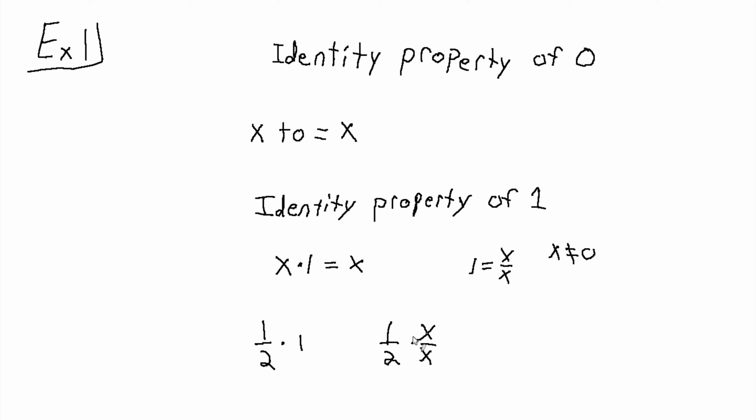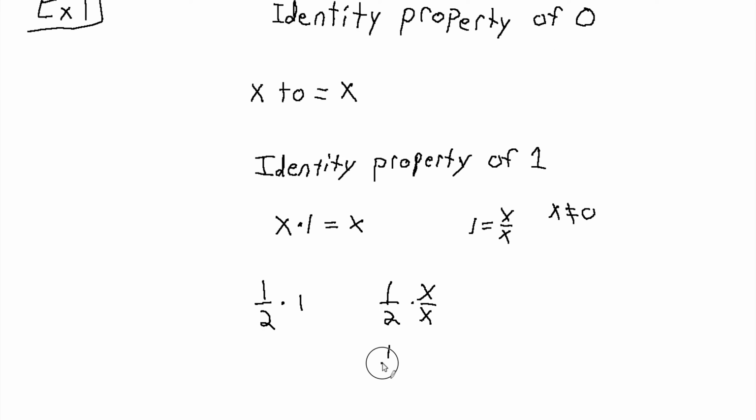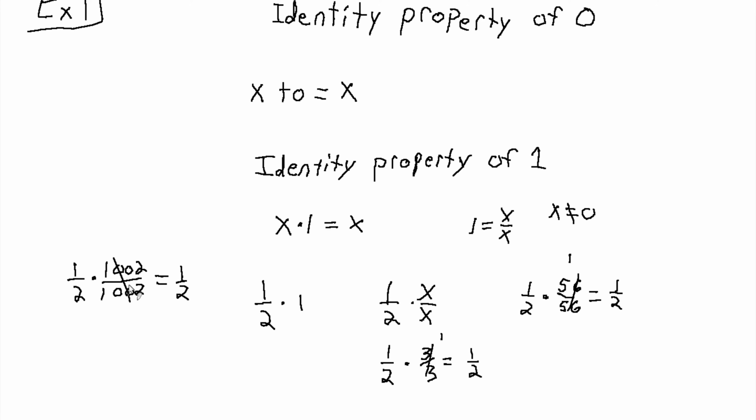So we're not changing anything, we're just multiplying by 1, and we still have 1/2. As long as you have the same number over the same number, you get 1. So when you multiply anything by 1, you get the same number. If we have 1/2 multiplied by 3 over 3, it would still be 1/2. If we have 1/2 multiplied by 56 over 56, you still get 1/2 because 56 over 56 is 1. Say we have 1/2 multiplied by 1002 over 1002, you still get 1/2 because 1002 over 1002 equals 1.